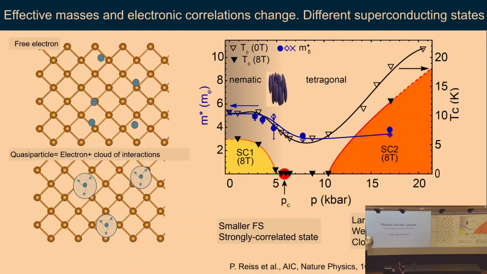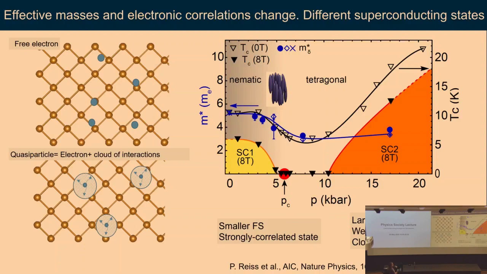Whereas at high pressure, the effective mass for this particular pocket, which is the delta pocket, the hole pocket in the center of the Brillouin zone, is kind of almost flat. It's not changing that much with temperature, whereas the transition temperature, which are the triangles, is enhanced almost a factor of 3.